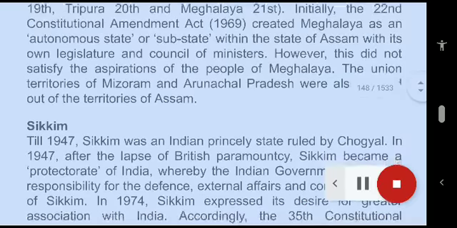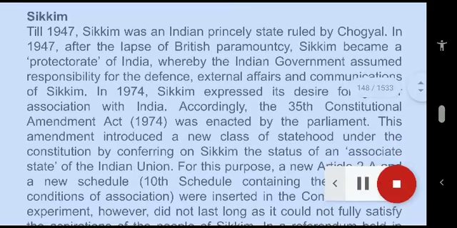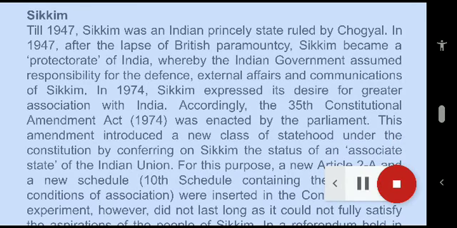Sikkim. Till 1947, Sikkim was an Indian princely state ruled by Chogyal. In 1947, after the lapse of British paramountcy, Sikkim became a protectorate of India, whereby the Indian government assumed responsibility for the defense, external affairs and communications of Sikkim. In 1974, Sikkim expressed its desire for greater association with India. Accordingly, the 35th Constitutional Amendment Act 1974 was enacted by the Parliament. This amendment introduced a new class of statehood under the Constitution by conferring on Sikkim the status of an associate state of the Indian Union.